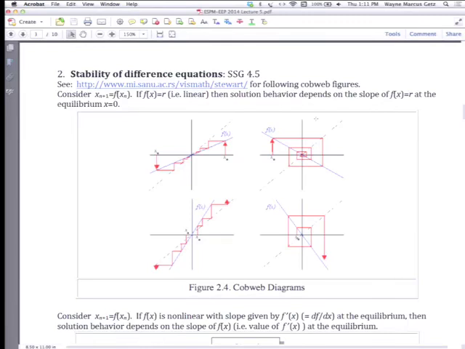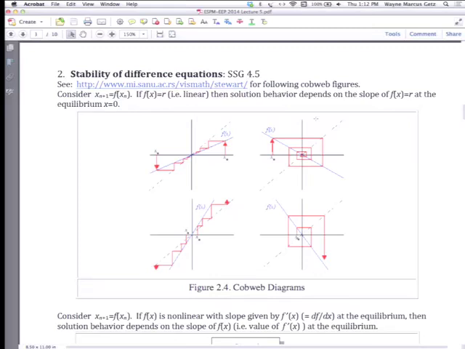So if the slope is negative, which is this case and this case, you jump. If the slope is positive, then you don't jump on either side. You don't oscillate. If the absolute value of the slope is less than 1, so you're between 0 and 1, or between 0 and minus 1, then you're going to be stable. And if the absolute value of the derivative or the slope is greater than 1, then you're going to be unstable. Does everybody understand that?